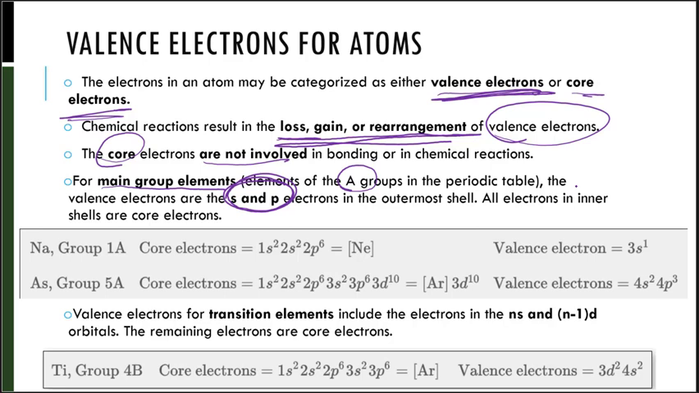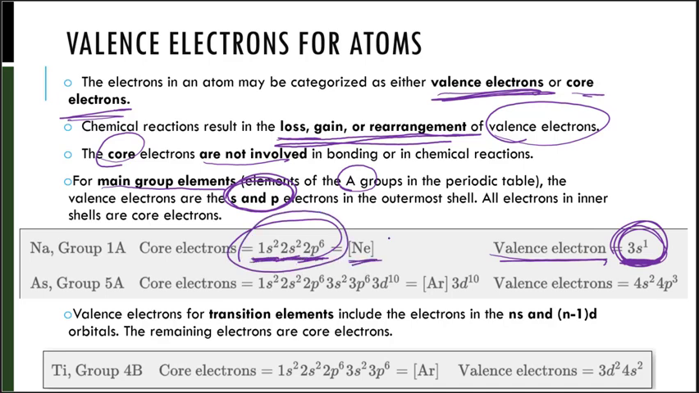Look at sodium, put your finger on it. It's atomic number 11 in the 3rd energy level, the 1st electron. Its electron configuration is 1s2, 2s2, 2p6, 3s1. That 3s1 is my valence electron. Everything before it in the 1 and the 2 energy level, which is the same electron configuration as neon, those are core electrons. Let's look at arsenic.